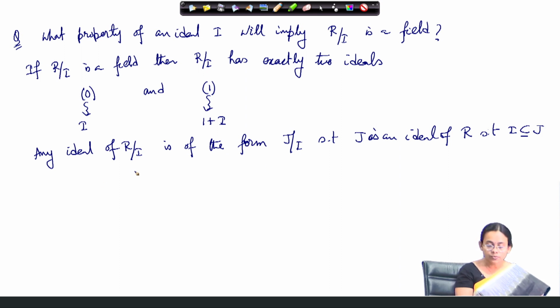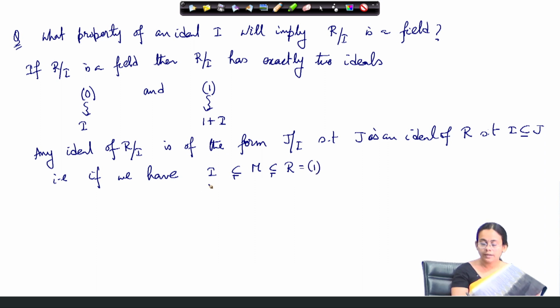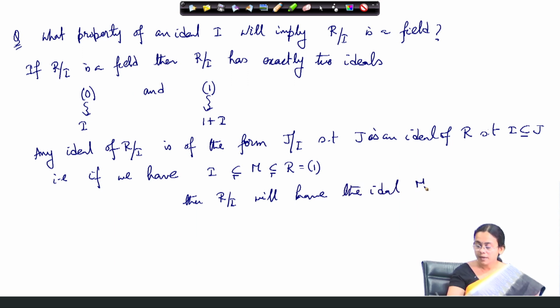Since R quotient I has only two ideals, I and 1 plus I, there does not exist any ideal between I and the unit ideal. Suppose M is any ideal which is in between I and the unit ideal. Then R quotient I will have the ideal M quotient I, which is neither the 0 ideal nor the unit ideal in R quotient I.